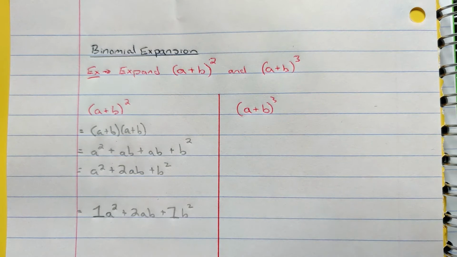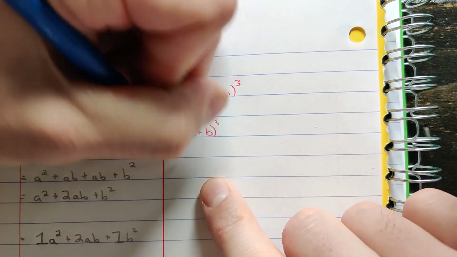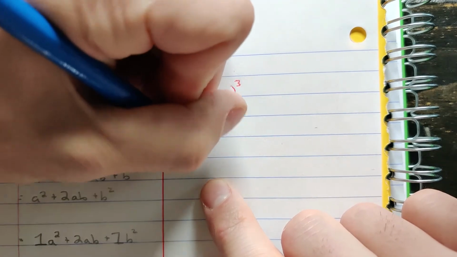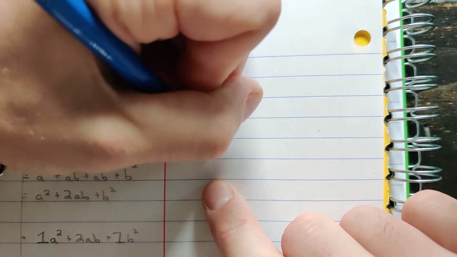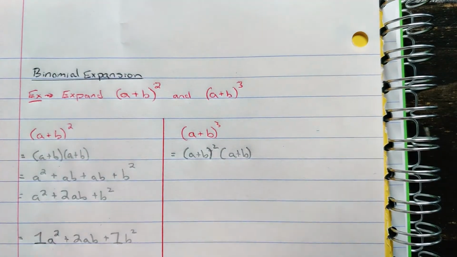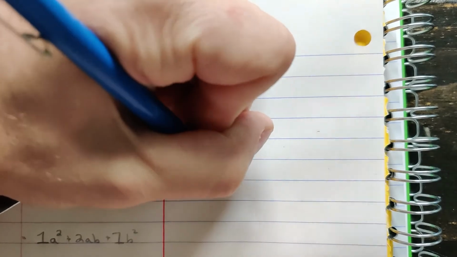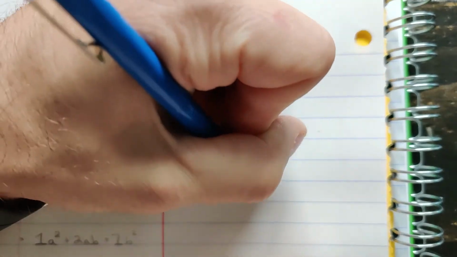Okay? If we do cubed, we're going to have a plus b squared times a plus b. And I'm just breaking that off because then I can reuse this. So we have a squared plus 2ab plus b squared times a plus b.